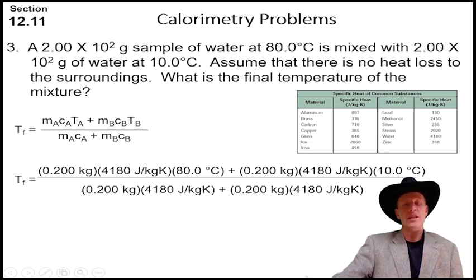Now let's look at the right side of the plus. This is the second water. It is mixed with, again, 0.200 times 4180 times 10. And then again, the mass and the specific heat are copied down.